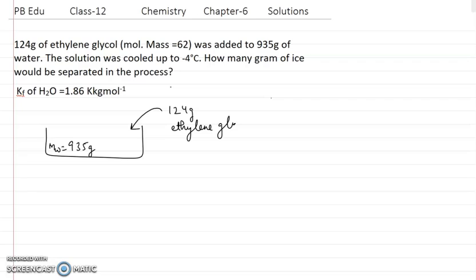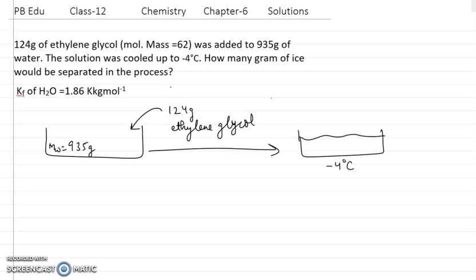Now, if ethylene glycol is added to water, what happens? A solution will be formed. Here water is the solvent and a solute is added, so a solution would be formed. The solution was cooled to minus 4 degrees Celsius. So at minus 4 degrees Celsius, how many gram of ice would be separated?